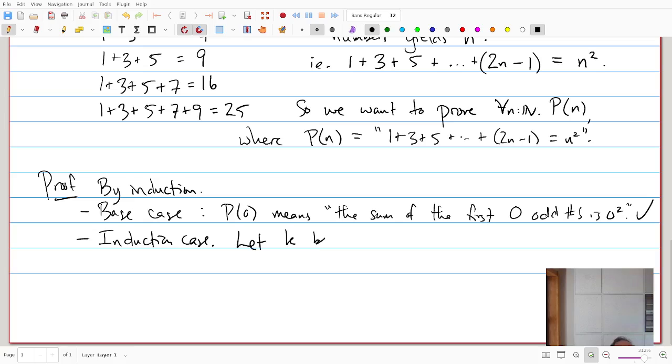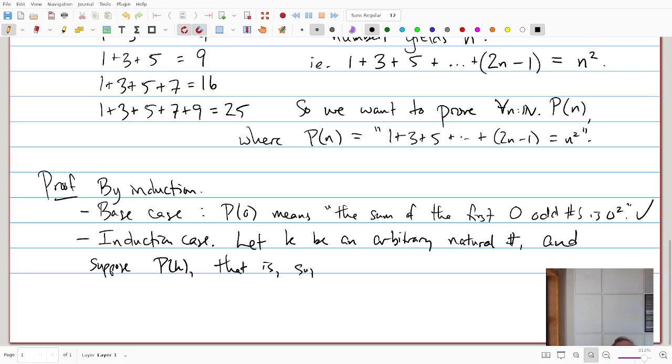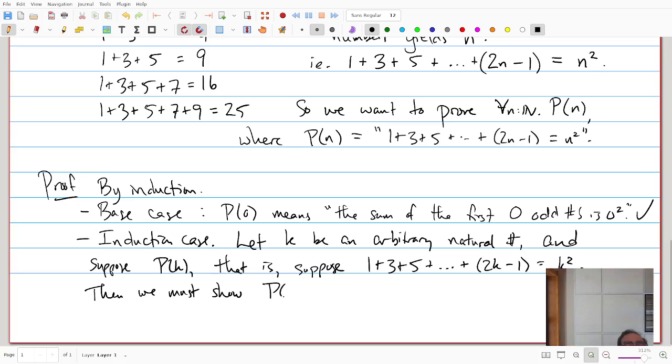Okay, so we're going to say, let k be an arbitrary natural number. And suppose p of k, that is, well, what does p of k say? It says that 1 plus 3 plus 5 plus ... plus 2k minus 1 equals k squared. Then we must show p of k plus 1, that is, what is p of k plus 1? It says 1 plus 3 plus 5 plus dot dot dot plus 2 times k plus 1 minus 1 equals k plus 1 squared.